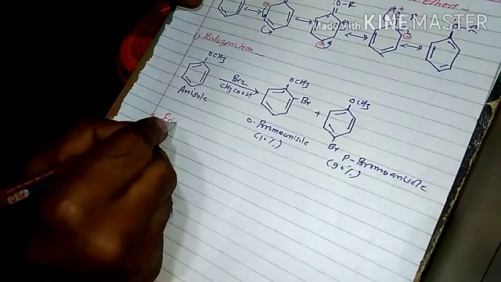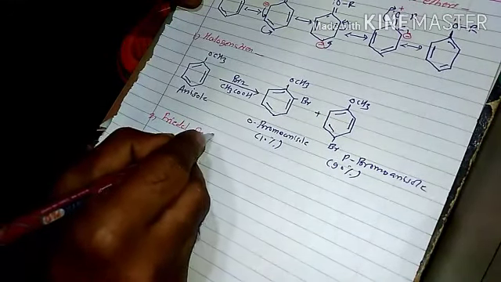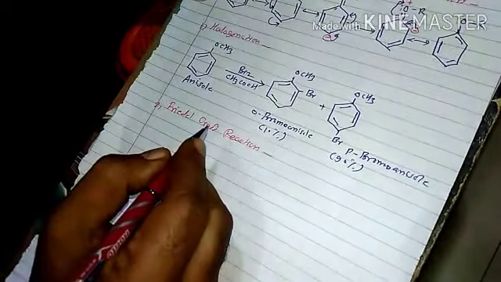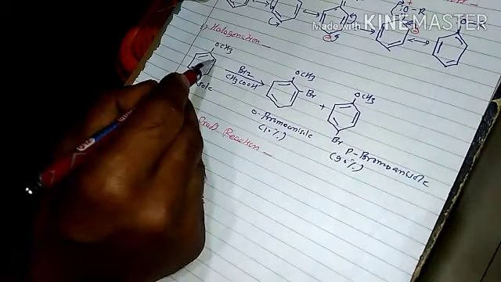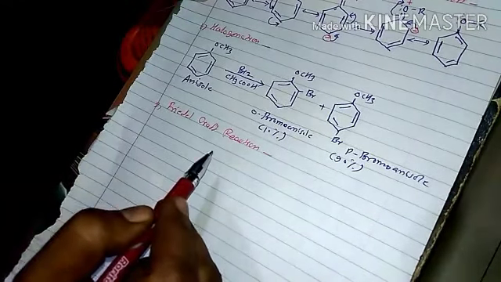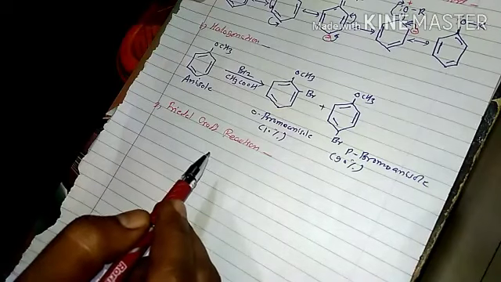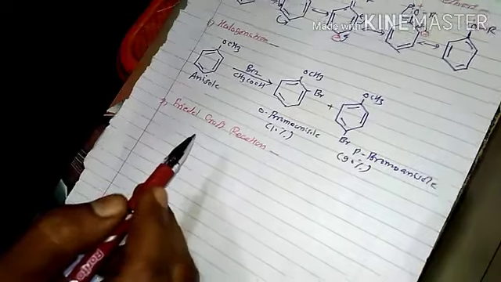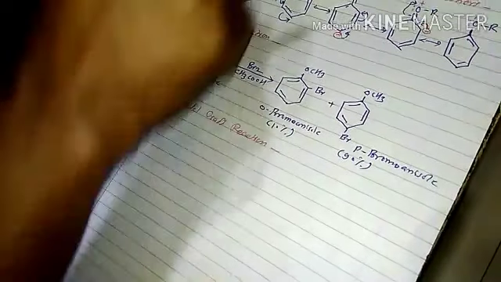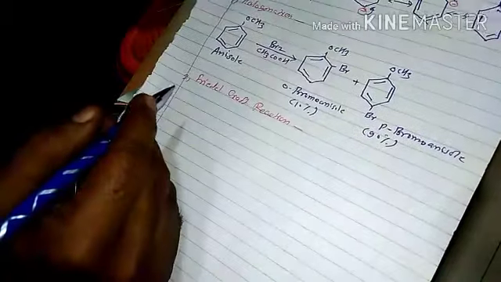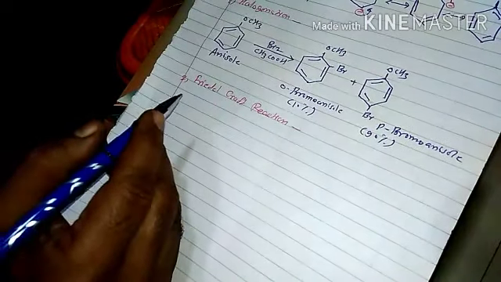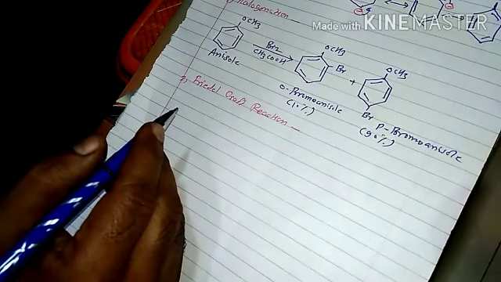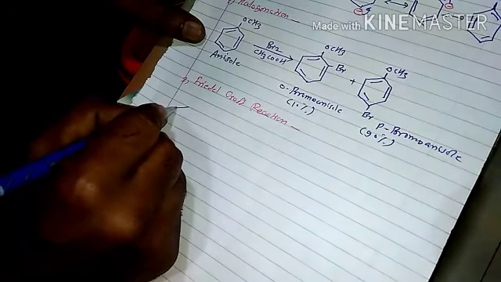Now second is the Friedel-Crafts reaction, F-R-I-E-D-E-L. Friedel-Crafts reaction. The substitution of a hydrogen atom at ortho or para position by an alkyl group or acyl group is known as a Friedel-Crafts reaction. There are two sub-reactions. First, when this anisole is treated with an alkyl halide, for example methyl chloride, then ortho and para derivatives are formed. Let's see what the reaction is here.